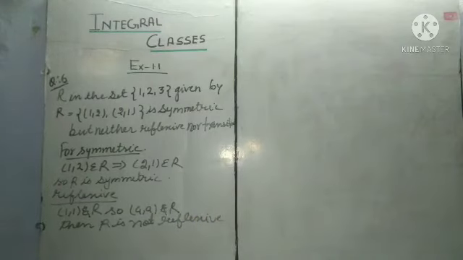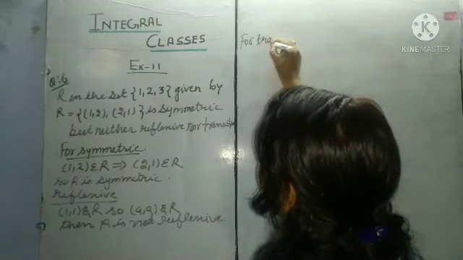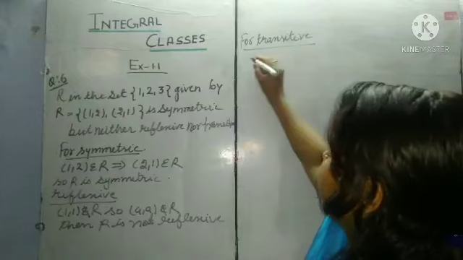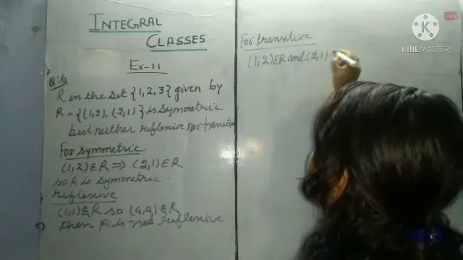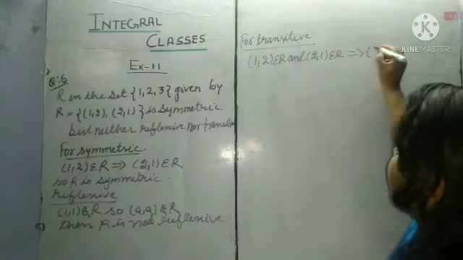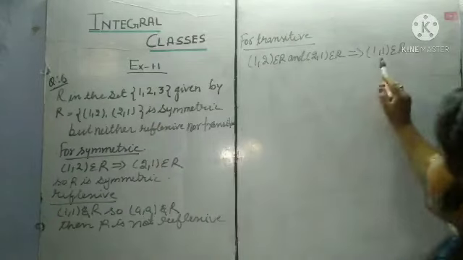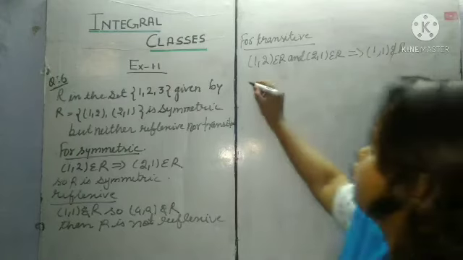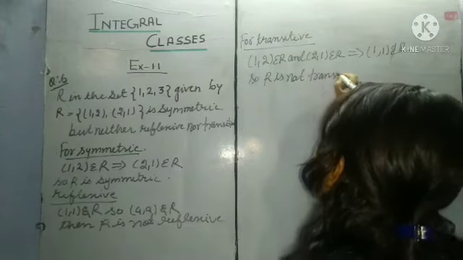Now for transitive, student, we will again take 2 pairs, (1, 2) belongs to R and (2, 1) belongs to R. So it should be (1, 1) belongs to R. But in the given relation, we will not get this pair (1, 1) in R. So it does not belong to R. So R is not transitive.